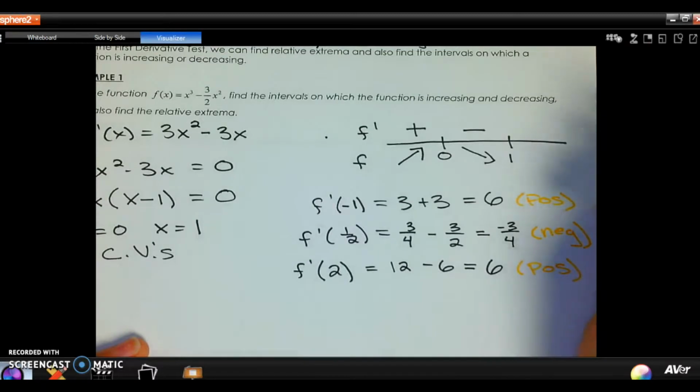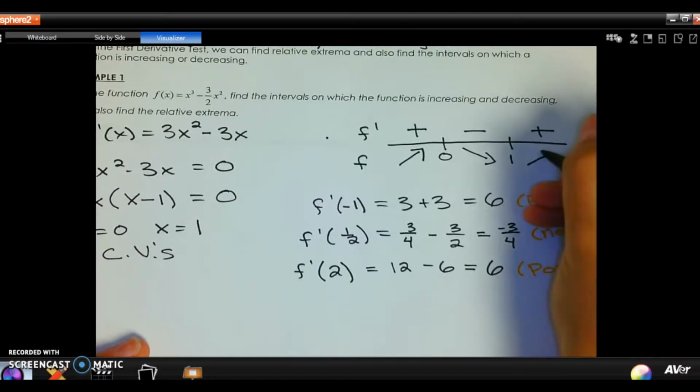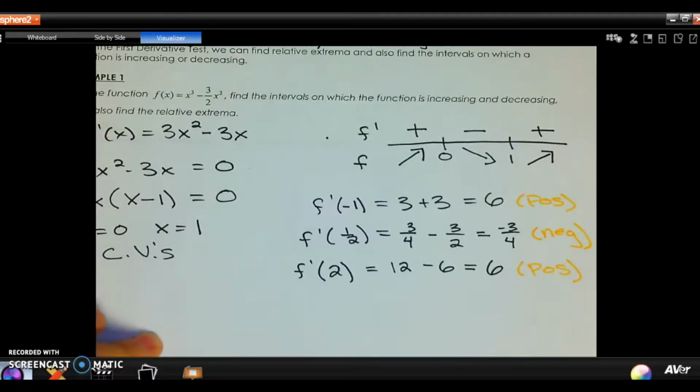So then I go back up to my sign chart. I'm like, okay, it's positive. What does that tell me? It tells me my original function is increasing. So that's your sign chart. And now I want to make a concluding statement.